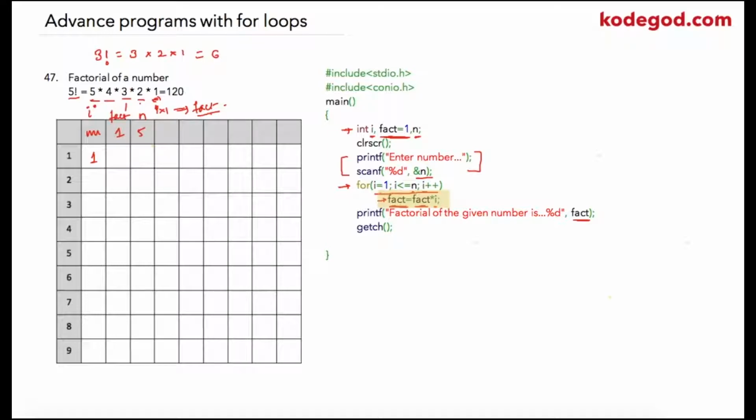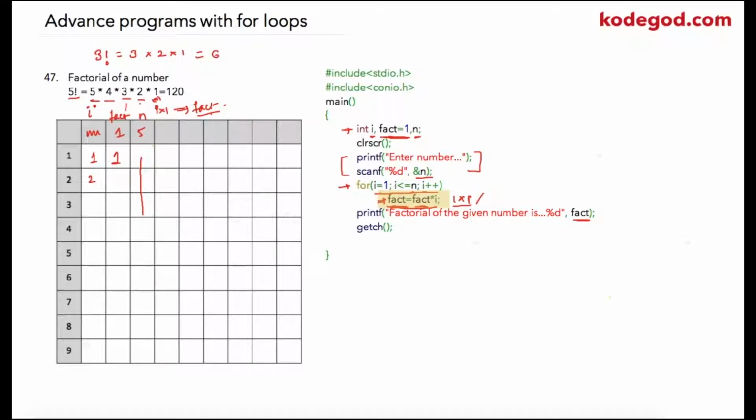So what is happening over here? Fact is equal to fact multiplied by i, that is fact which is equal to 1 and i which is also equal to 1. So 1 multiplied by 1. Whatever the result is, it will be stored again into fact. So in the first iteration, fact will become 1. n is going to remain as it is because we are not changing this value, so we are not going to utilize this column at all. After executing this statement, i will be incremented to 2, and again the condition will be checked. So the condition will be 2 less than or equal to 5, which is a true condition. So again this part will be executed.